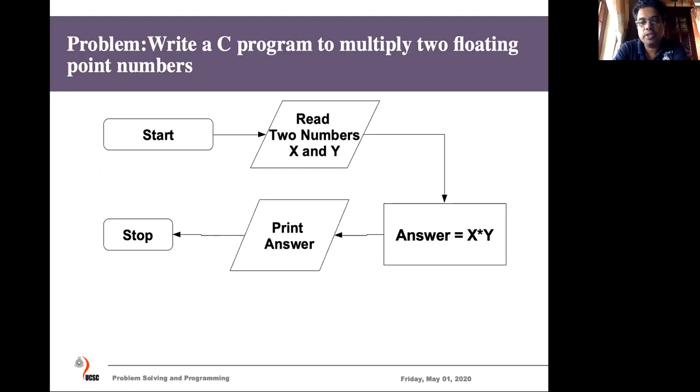So in the first program, what we should do is read two numbers and multiply them together. This is a simple flow chart to do that. We start the program, and then we need to read two floating point numbers called x and y. Then we multiply them and assign the answer to maybe another floating point number. After that, print that answer and stop the program. So this is our flowchart.